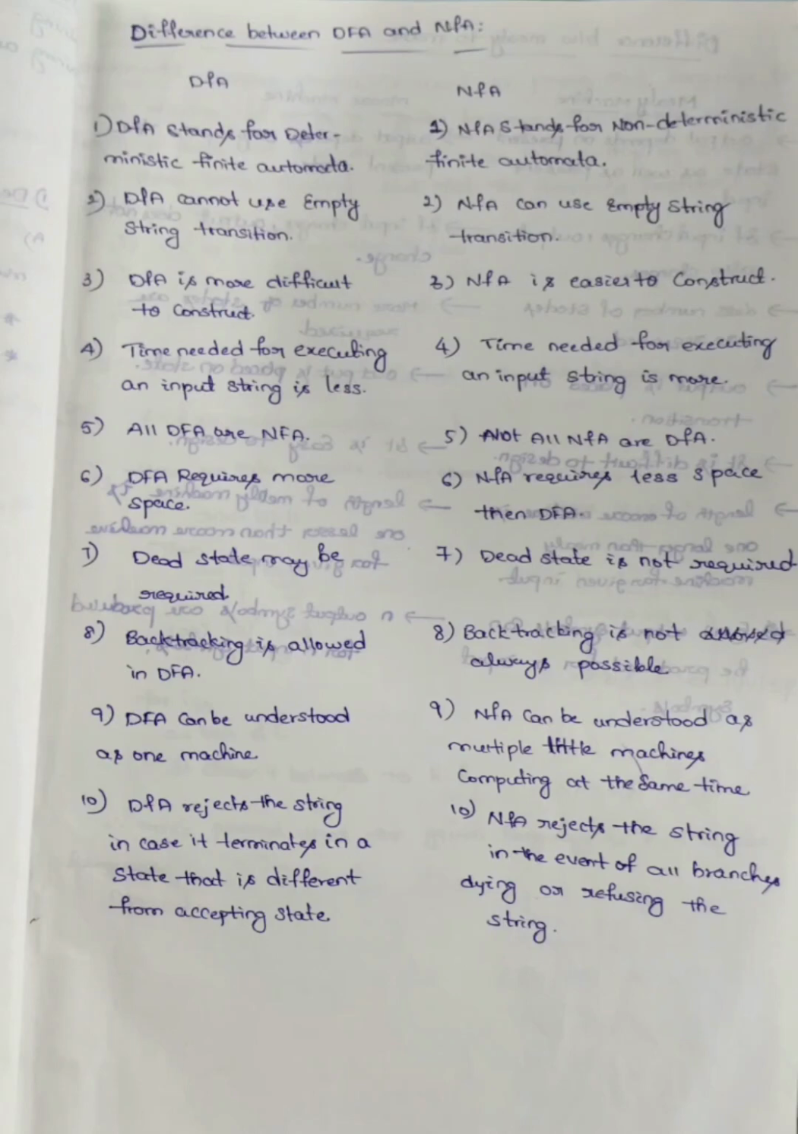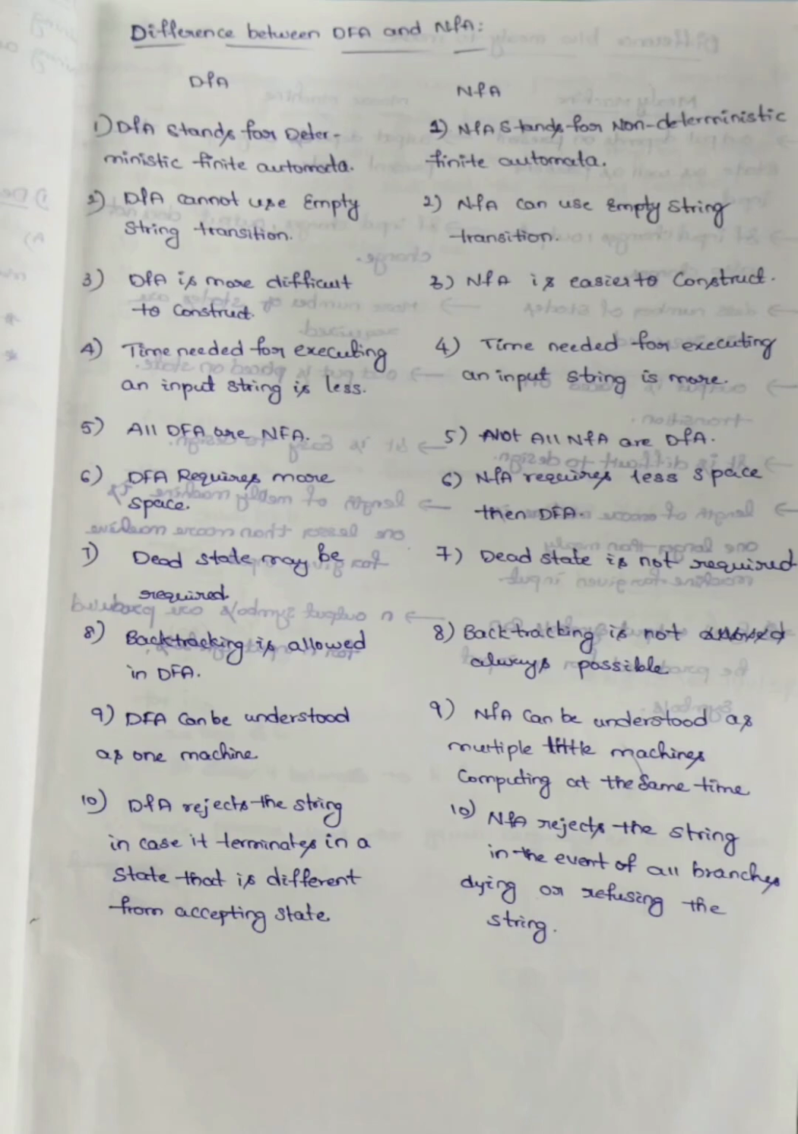All DFAs are NFAs, but not all NFAs are DFAs. DFA requires more space, while NFA requires less space than DFA. A dead state may be required in DFA. A dead state is not required in NFA. Backtracking is allowed in DFA. Backtracking is not allowed in NFA.